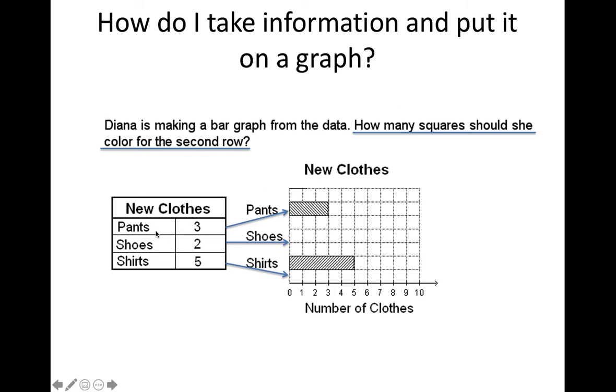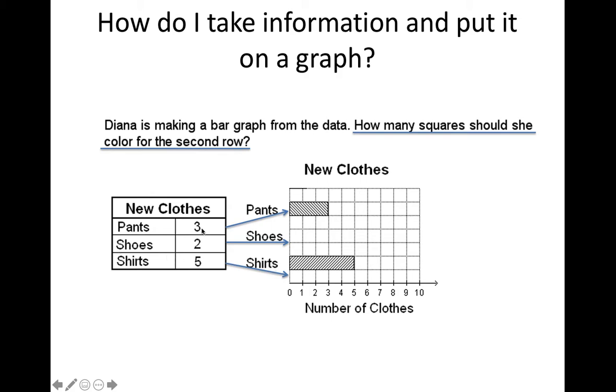So we have three different types. We have pants, shoes, and shirts, which are listed here. We have the numbers again, 0 to 10. Over here, they just have number of clothes instead of how many. And now we're just shading in. So we see there's 3 pants. So next to pants, we would fill in 3. 1, 2, 3. And you could see, where does the bar end? Right there by 3. If we filled in more, that would be wrong. We need it to end by the number 3.